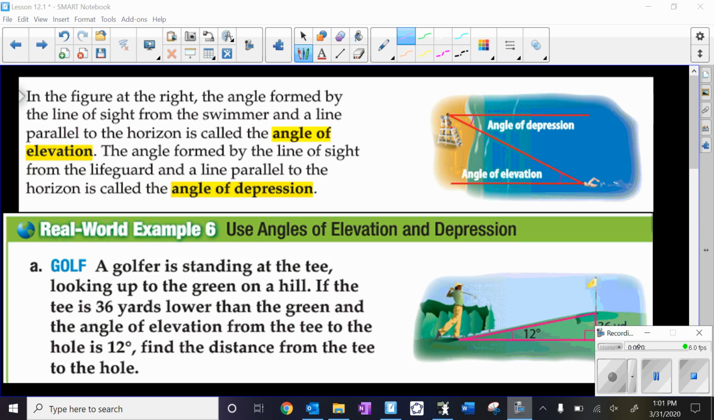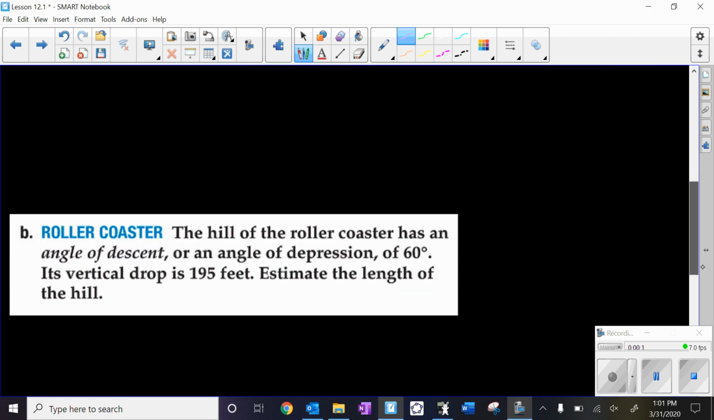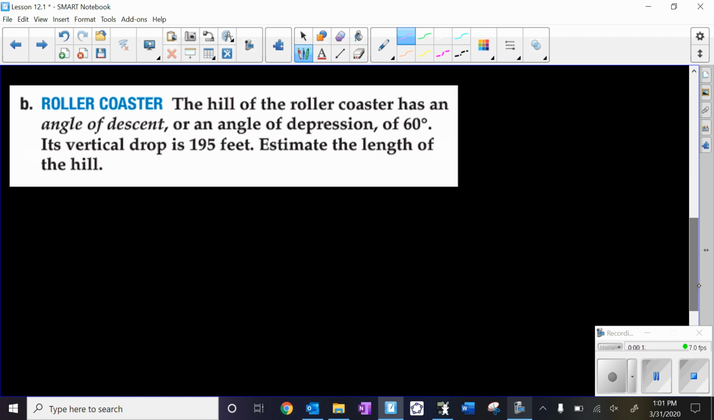The last thing that we're going to cover is the idea of angle of elevation and angle of depression. They're really the same angle, but I'm going to show you where they're located in terms of right triangles. We're going to skip down to this one, letter B. So if I give you a right triangle, your angle of elevation and depression are the same thing.